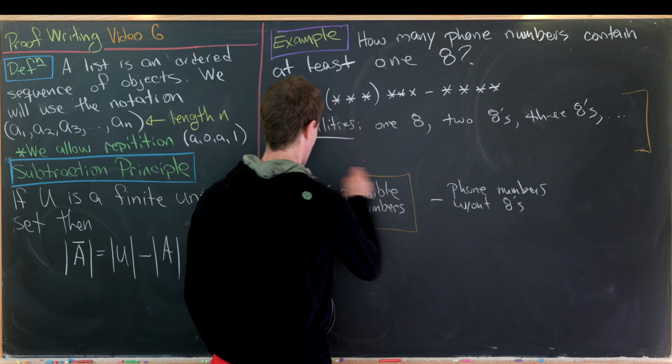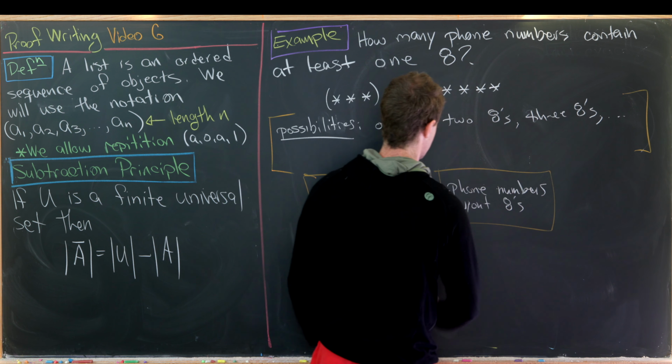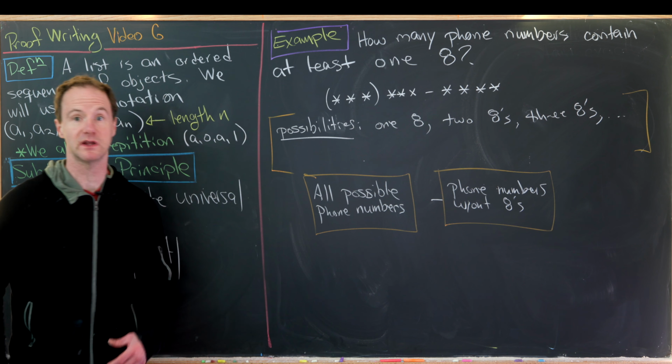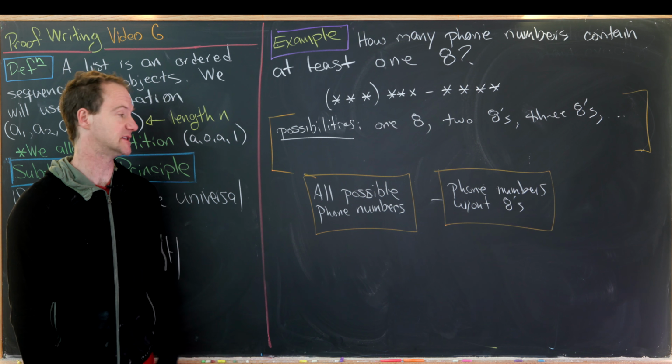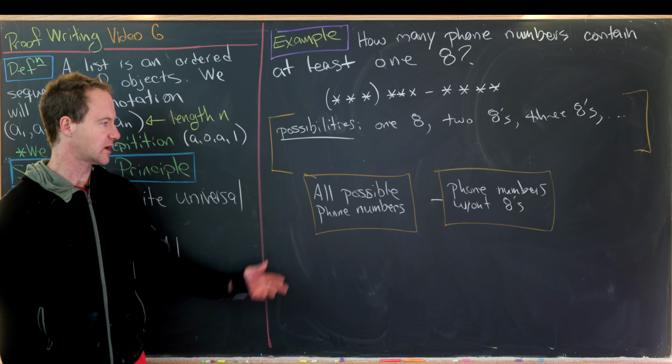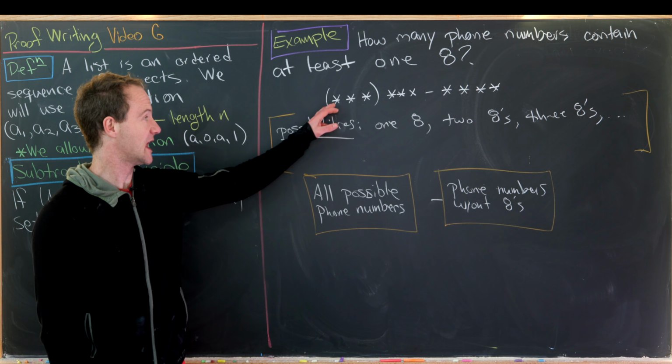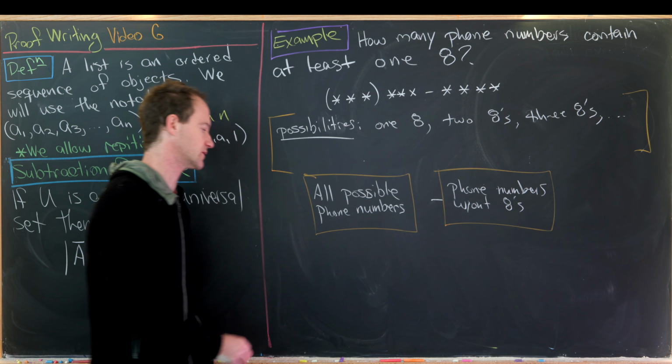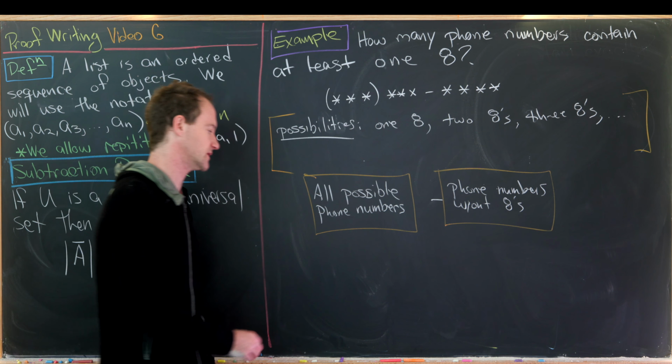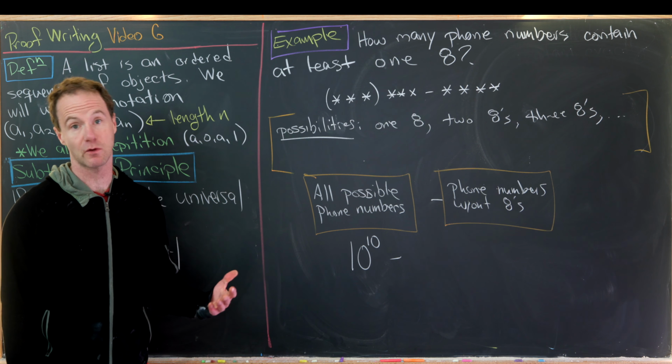Notice if we were to perform this calculation, we would get exactly what we want. We would get the number of phone numbers with at least 1 eight. Okay, but I think we can pretty easily calculate all possible phone numbers. We've got 10 possibilities for each of these 10 choices. So that would be 10 to the 10.